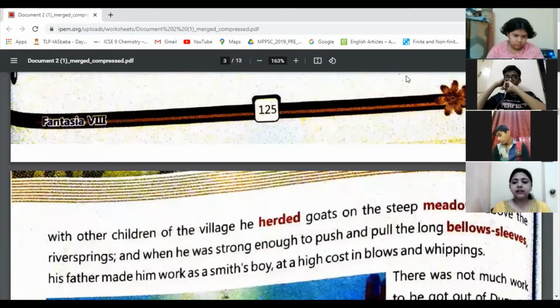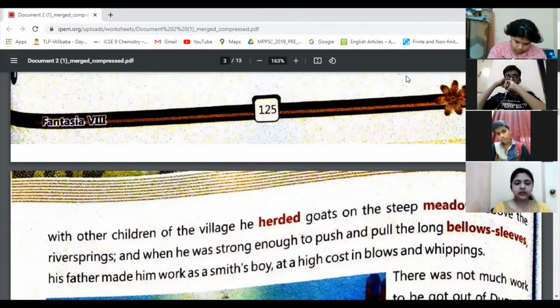Fine. And then when he gained enough strength to push and pull the long bellows sleeves. What are long bellows sleeves? That was a kind of pump which is manually operated, and which is used to increase the flame of the fire, to make the fire burn brightly. So that was the thing.